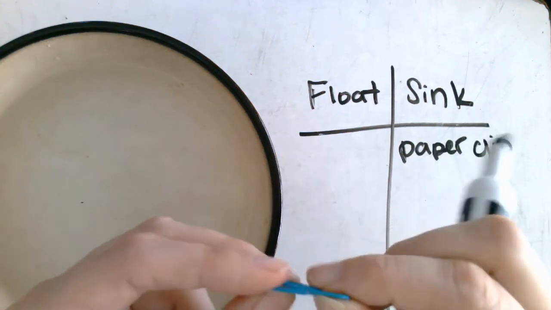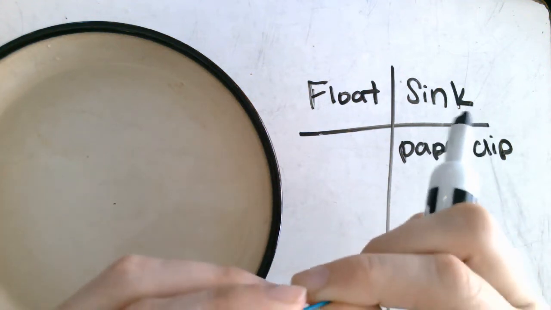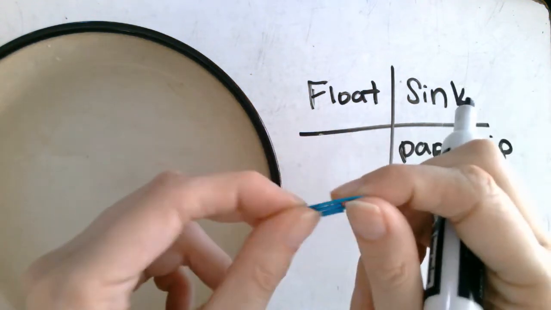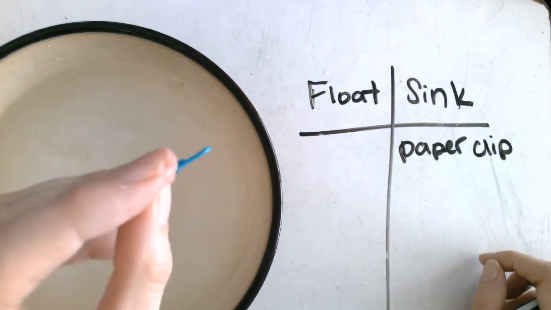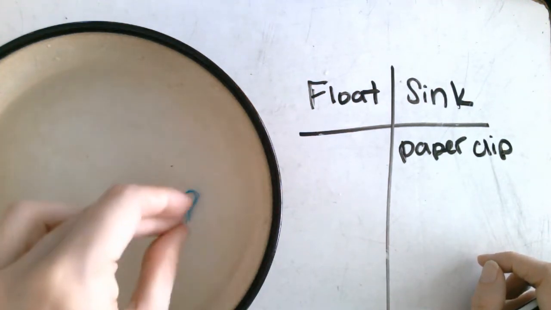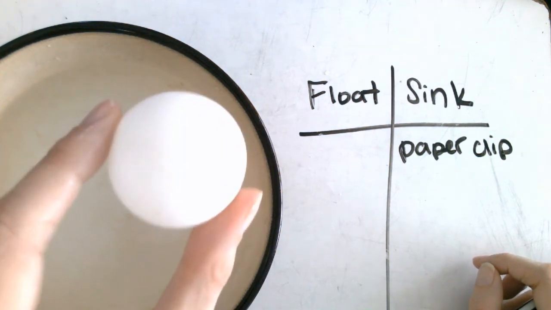If I look at this paper clip, I can see that it's blue. It's a different color than some normal paper clips. It's got a little bit of extra paint or material on top. I think that extra material is adding weight to our paper clip and sinking it down to the bottom. It's making it a little less buoyant. Let's test out our next item.